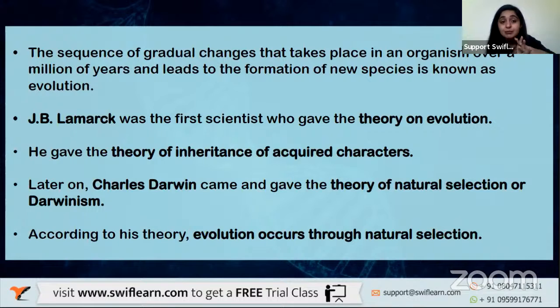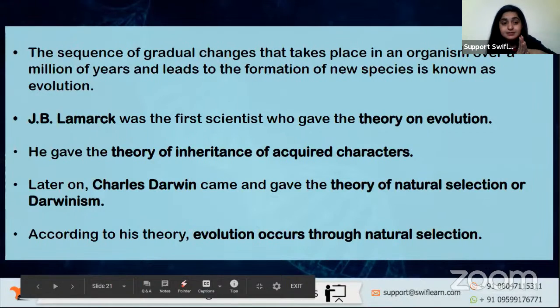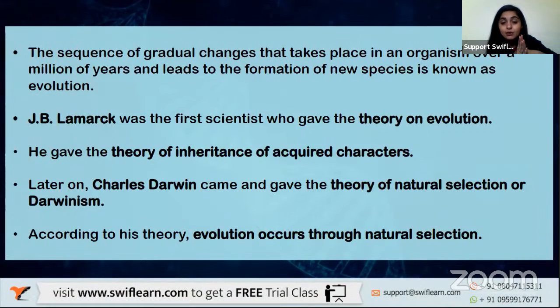So J.B. Lamarck was the first scientist who gave the theory of evolution. He gave the theory of inheritance of acquired characters. Later on, Charles Darwin came and gave the theory of natural selection, or Darwinism. According to this theory, evolution occurs through natural selection.